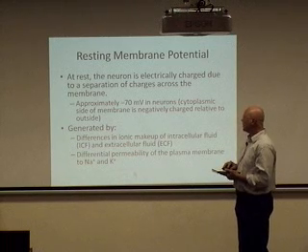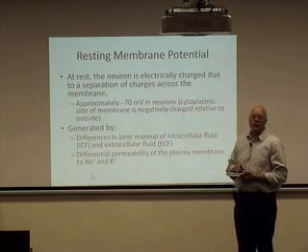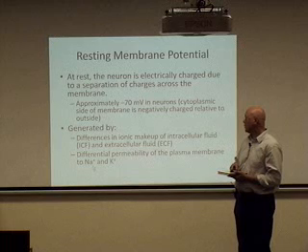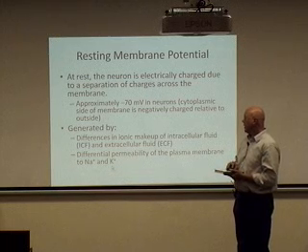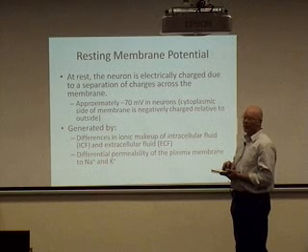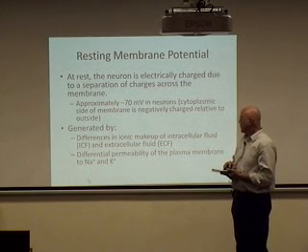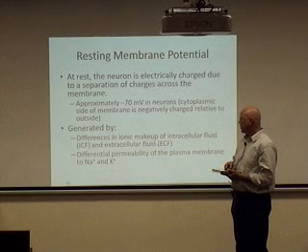What we're going to find in the neuron is that we create that separation of charges by having a membrane and by having different concentrations of two ions, in particular sodium and potassium. It will be the difference in the sodium and potassium concentrations across the membrane that will ultimately give us a separation of charges.